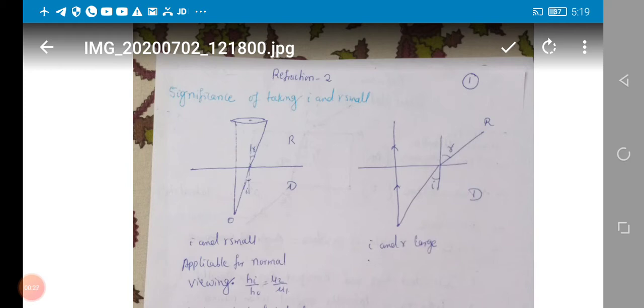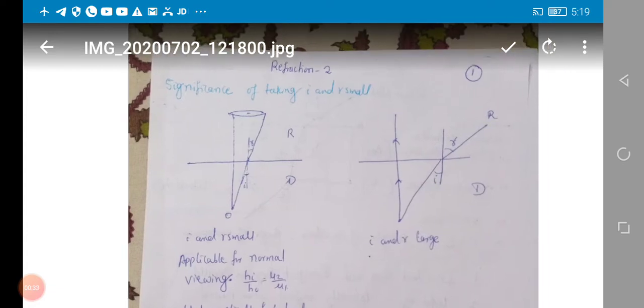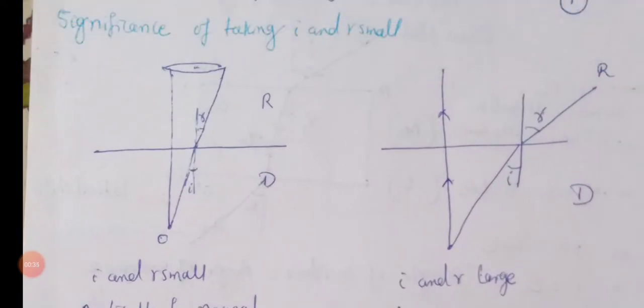Student, can you see on the screen? I have drawn two figures. That straight line is the interface, student. And this is the object in the denser medium, and the person is looking from above. So the person's position is on the normal. So in this case, student, i and r both are small.